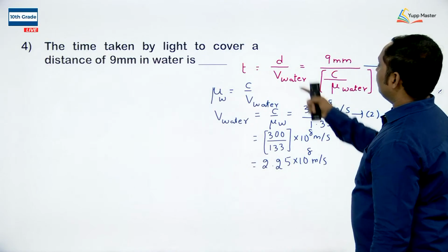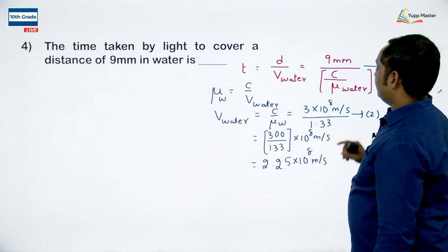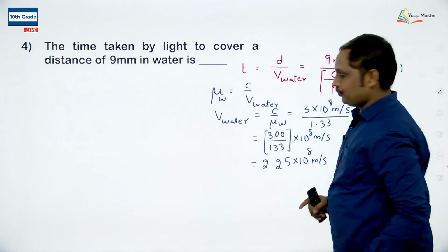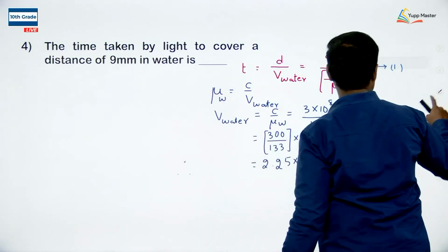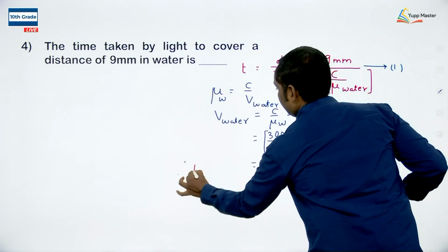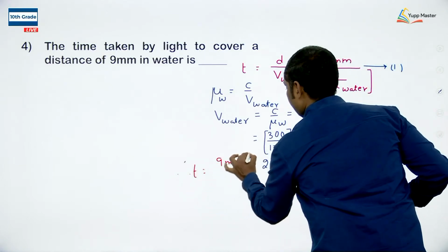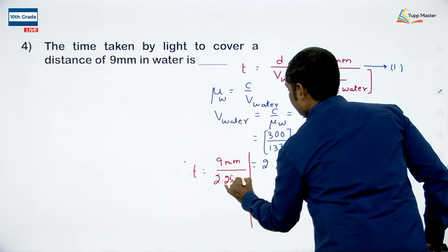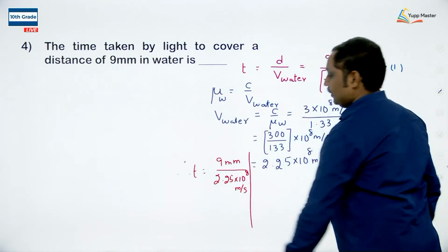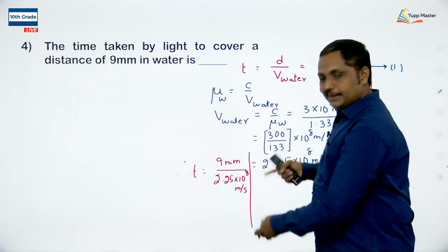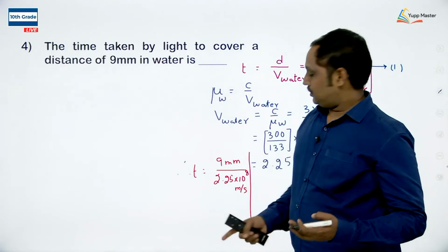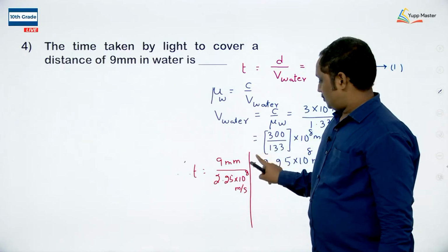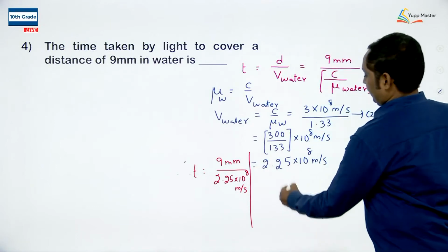Now, you can substitute very easily in equation 1. Have a look, from 1 and 2, therefore, T is equal to 9 mm divided by 2.25 into 10 power 8 meter per second. Just express the ratio of mm and meter into meters. Just one conversion is there, that is mm to meter. Please take that.